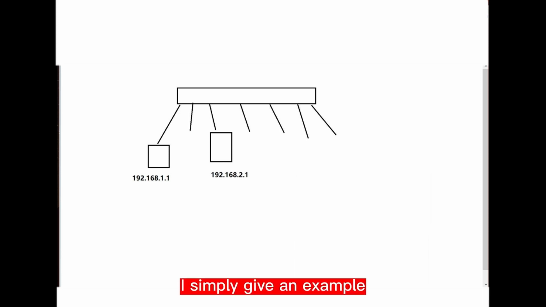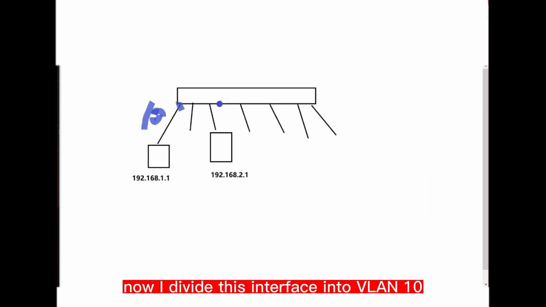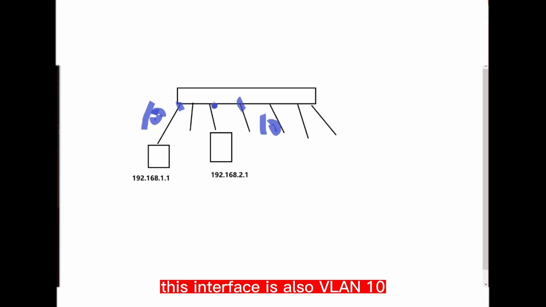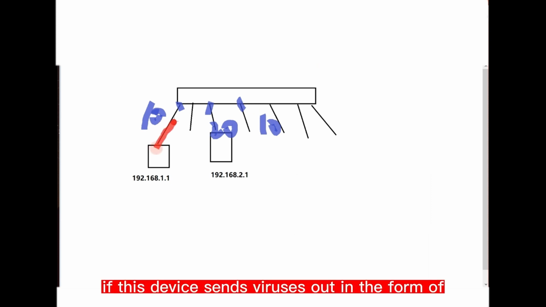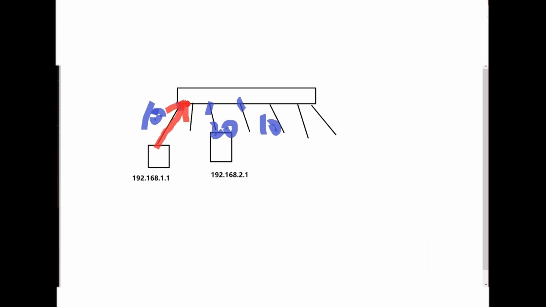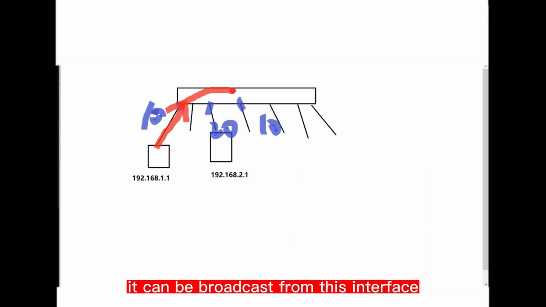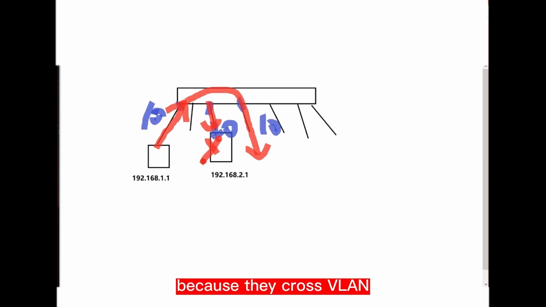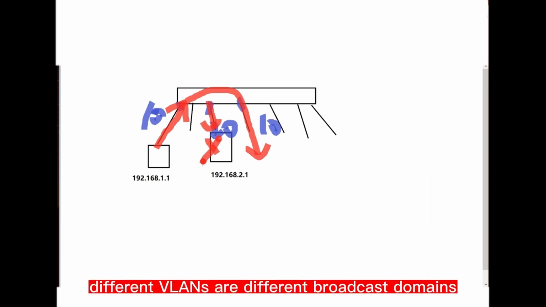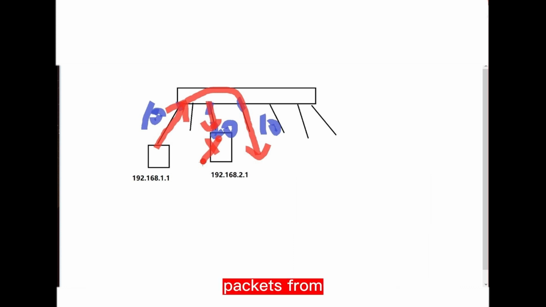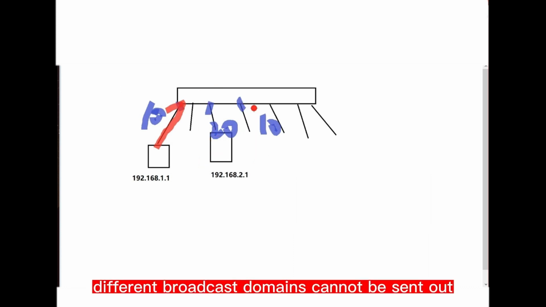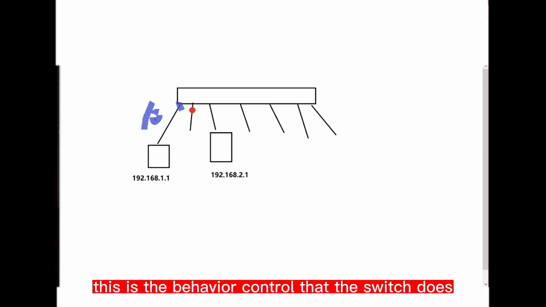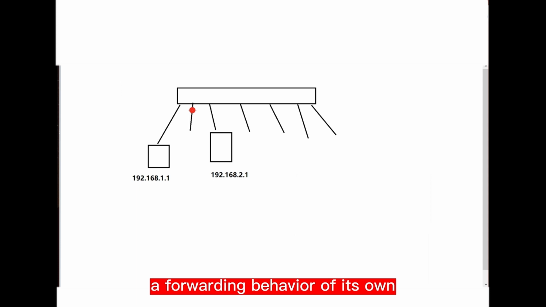I simply give an example. For example, now I divide this interface into VLAN 10. This interface is also VLAN 10. But this interface is VLAN 20. If this device sends viruses out in the form of broadcasting, then it can be broadcast from this interface. But this interface doesn't work, because they cross VLAN. Different VLANs are different broadcast domains. Packets from different broadcast domains cannot be sent out. This is the behavior control that the switch does, a forwarding behavior of its own.